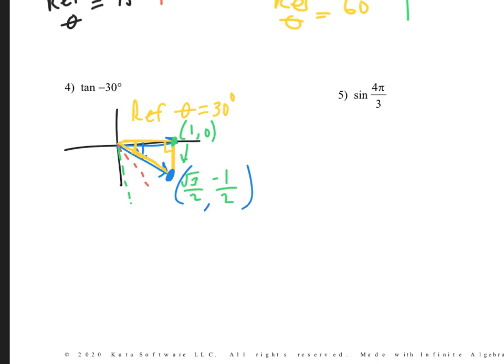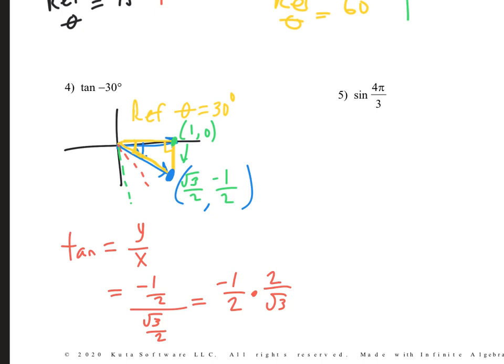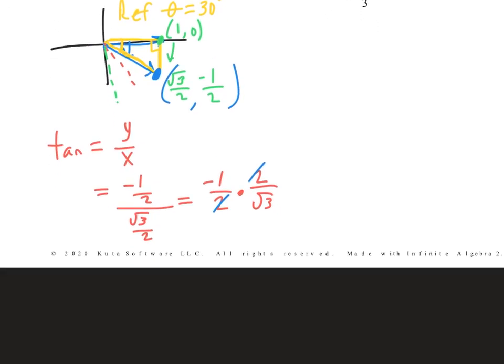Okay, and now that we need the tangent, tangent is y over x, because it's opposite over adjacent. So the y value over the x value. We're going to have to multiply by the reciprocal because we're dividing by a fraction. So I multiply by the reciprocal of the denominator. The 2 divided by 2 will cancel, and we're going to be left with -1 over √3.